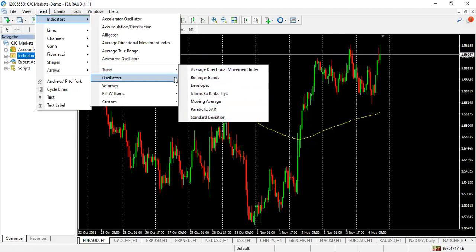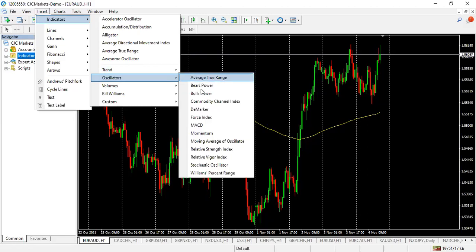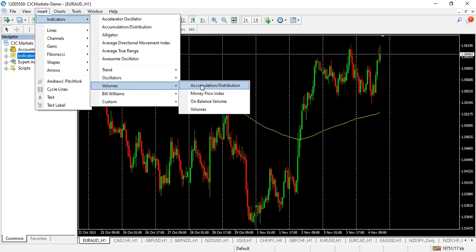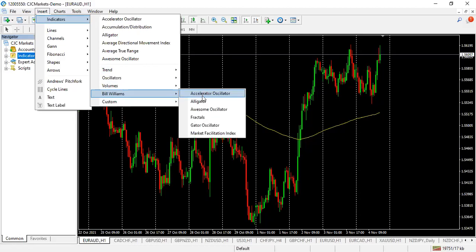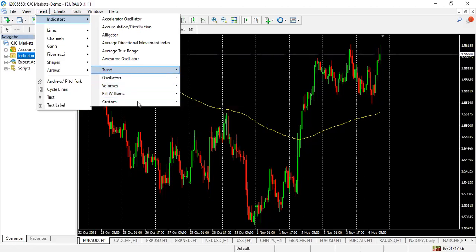After that, we have indicators that help us to determine the oscillators in the market. Thirdly, we have the volume indicators, which help us to determine the volume of the market. Lastly, we have the Williams indicators. All these are default indicators.